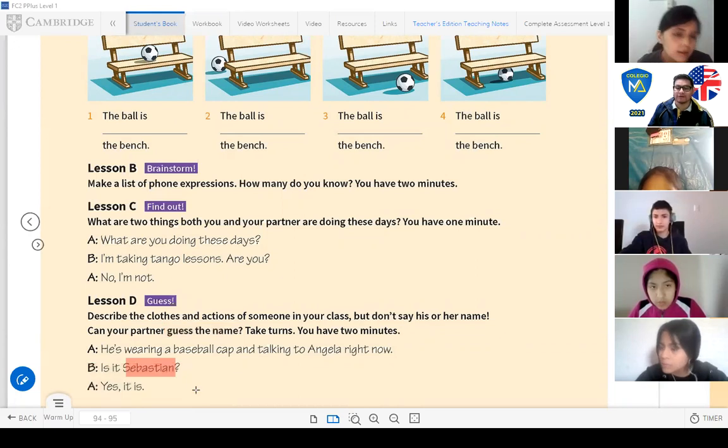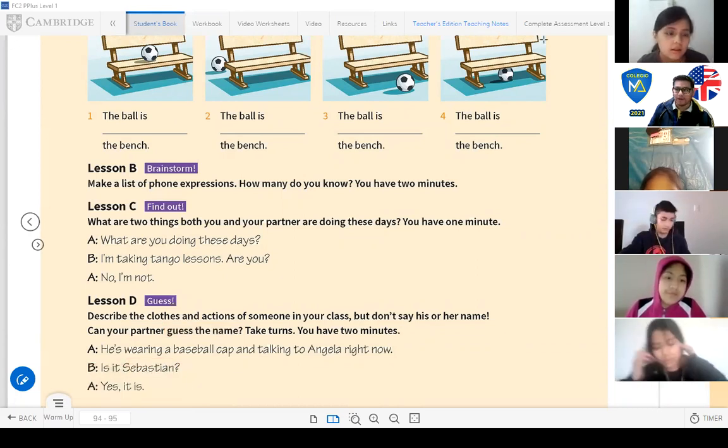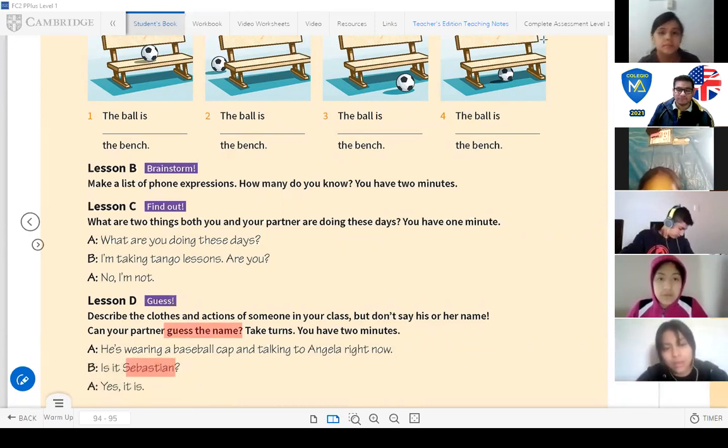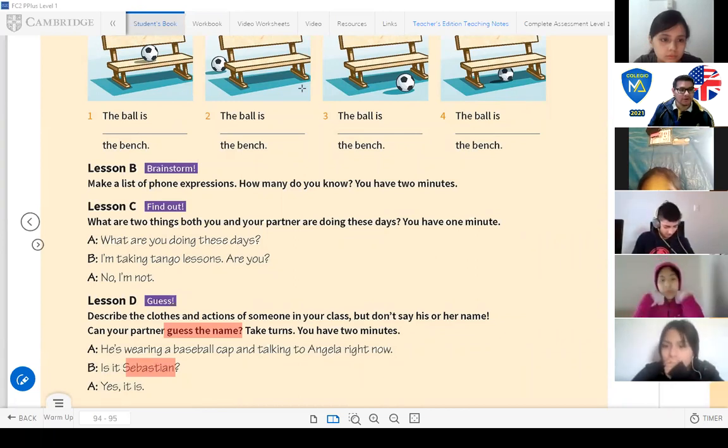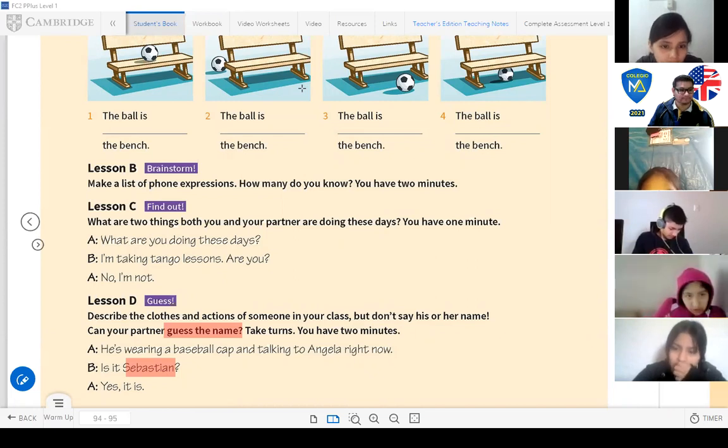I'm gonna describe another person. Yeah? She's wearing a black sweater and she's wearing white headphones. Who's the person? Do you know? Who am I talking about?